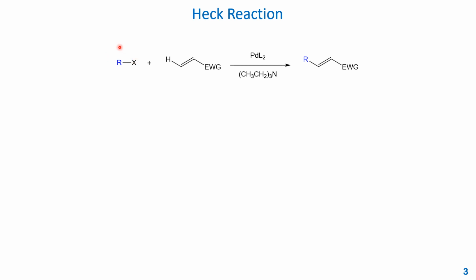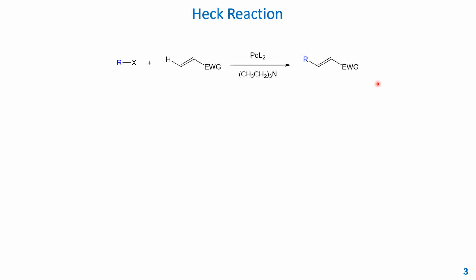And the first coupling agent is similar to the Suzuki. It is a halide, and the R here should be a vinyl or aryl group. But the other coupling agent actually will be an alkene with an electron withdrawing group. And this should be the trans position to the hydrogen, which will be replaced by the R. So the R here will replace this hydrogen and form this alkene as a product.